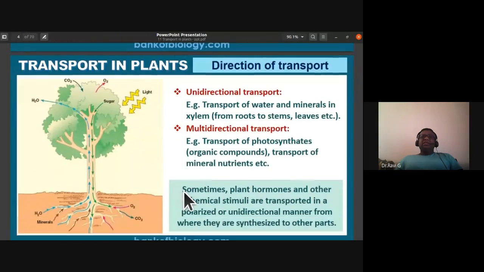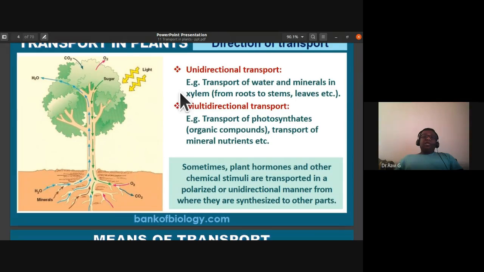Based on the direction of transport, there are two types: unidirectional transport and multidirectional transport. The transport of water and minerals in xylem from root to stems, leaves, etc. is unidirectional. As the example of unidirectional transport, we have the transport of water and minerals from the root to the stems, leaves, etc. It is unidirectional and against the gravitational force. The multidirectional transport is that of the food that is synthesized by the leaves.